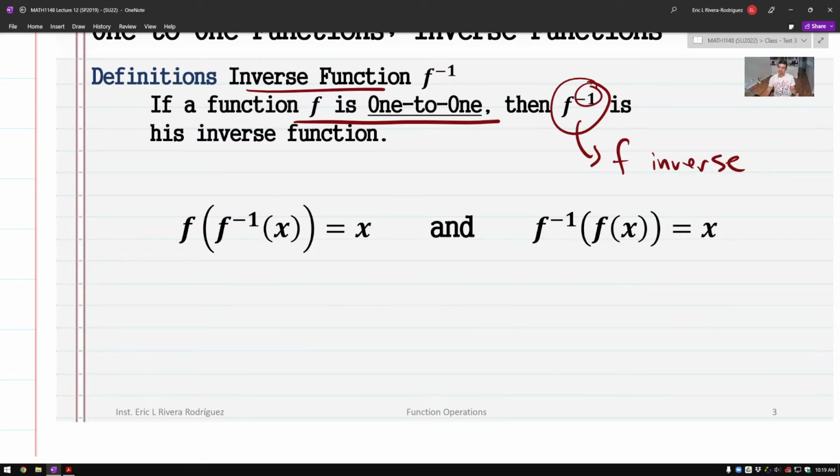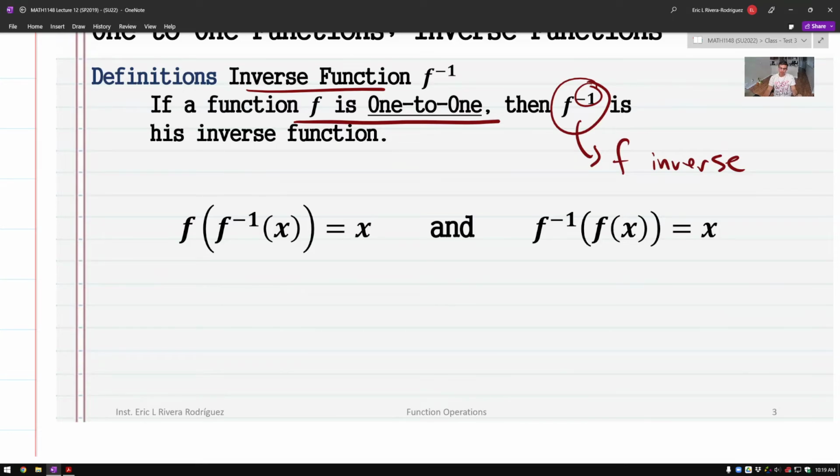If a function f is one-to-one, meaning each x value corresponds to exactly one y value, then f inverse, with this notation, is its inverse function. If we have a one-to-one function, then we can get an inverse function from that one.